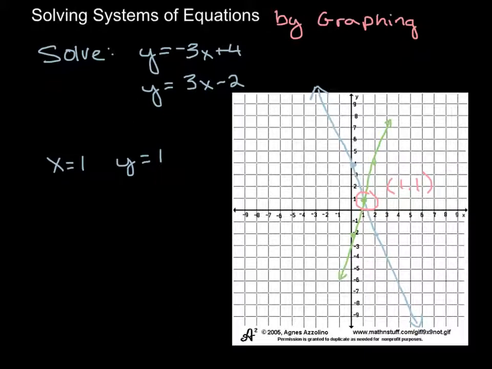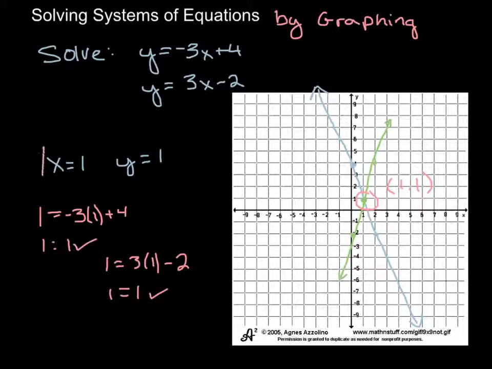Okay, so now we can just check to make sure. So I'm just going to plug into the first equation. We have 1 equals negative 3 times 1 plus 4. And I'm going to plug into the second equation just to make sure. We have 1 equals 3 times 1 minus 2. 1 equals 1. So they both check out. So our answer is x equals 1 and y equals 1.